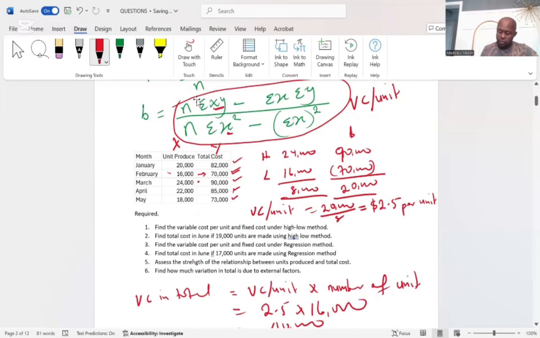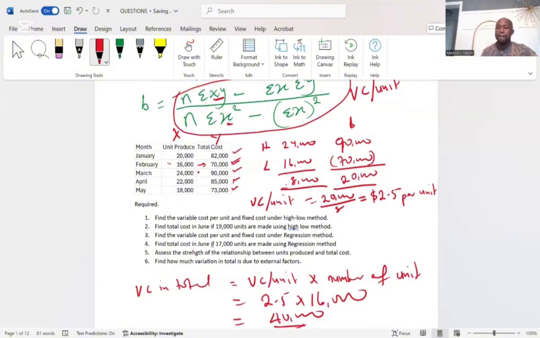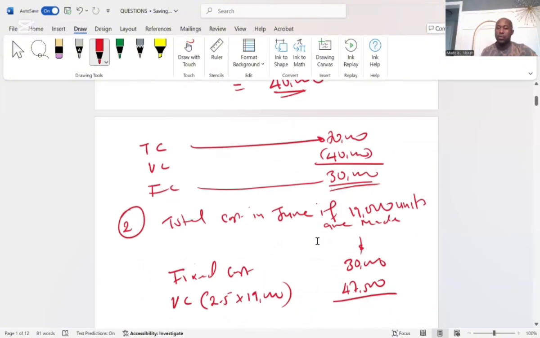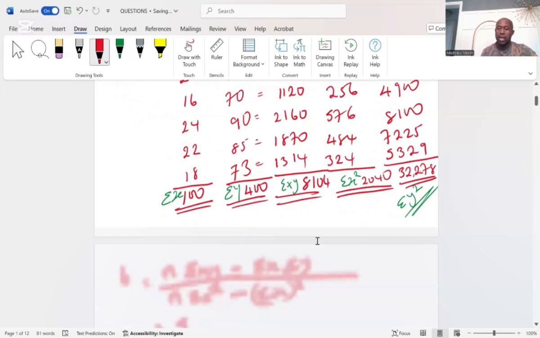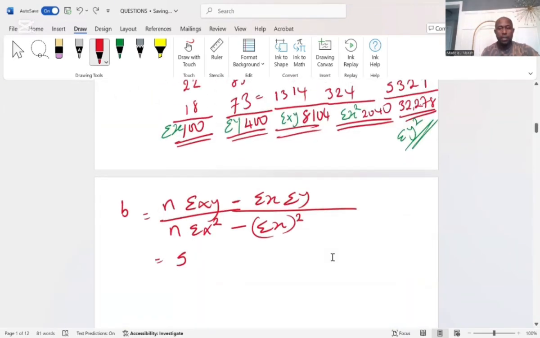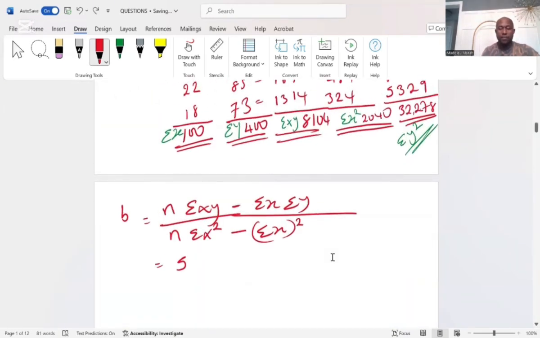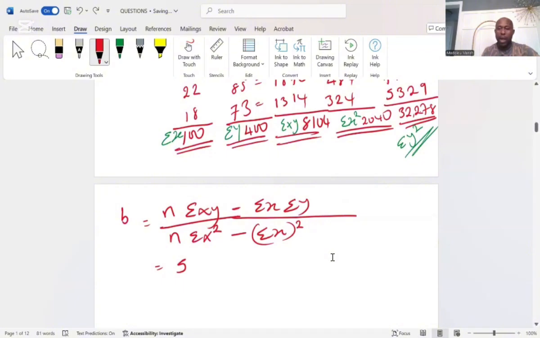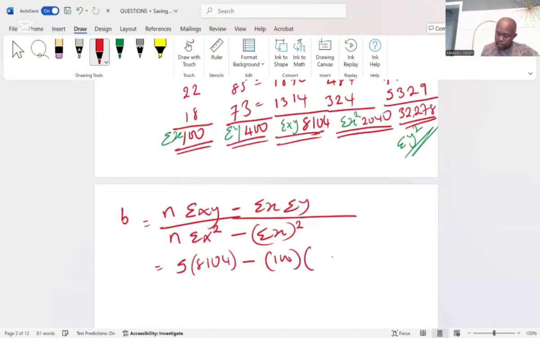Come back to the question, we count 1, 2, 3, 4, 5. n is 5. Now we go to the table and the formula. We said n is 5, confirm. Now we need sum of xy. Look at it here, sum of xy is 8104, minus sum of x, which is 100, and sum of y, which is 400. So it's 100 multiplied by 400.